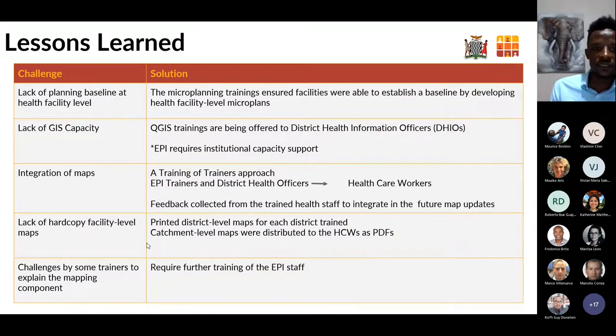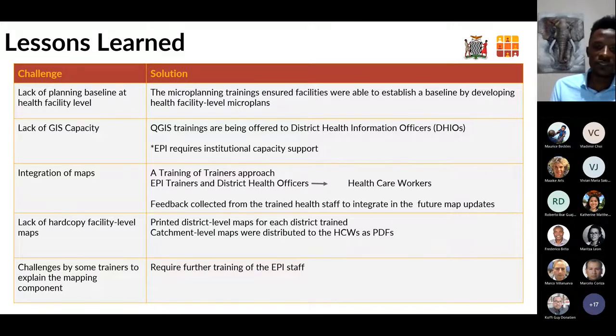In terms of lessons learned, I will not speak in too much detail, bearing the time, but the microplanning trainings ensured facilities were able to establish a baseline by developing health facility level microplans. Previously, a lot of facilities did not have catchment level microplans. The microplanning was done from the top down, where vaccines were just distributed based on what was coming in.